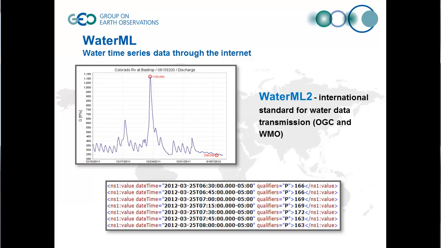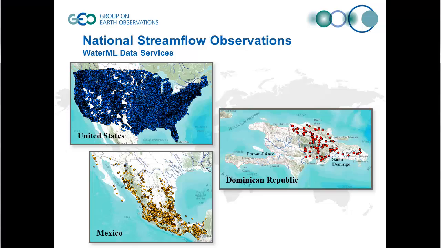WaterML was developed by CUAHSI, the Consortium of Universities for the Advancement of Hydrologic Science, Inc., as a language for communicating water observations data over the Internet. Over the last couple of years, WaterML 2 was developed as a profile of the Open Geospatial Consortium's Observation and Measurement Standard. Earlier this year, WaterML 2 officially became the international standard for water data transmission across the web.